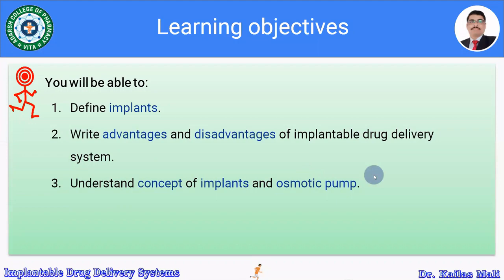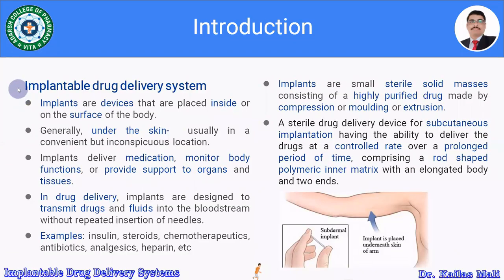Let's move towards the introduction of implants. Before starting with the implantable drug delivery system, there is a need to understand what is meant by the implants, right? So the implants are the devices that are placed inside or on the surface of the body. Simply, look at the figure. So this is the rod, or you can say it as an implant, which is to be inserted below the skin.